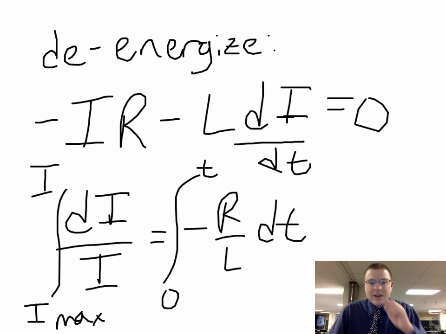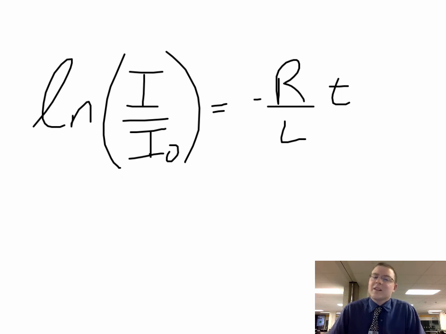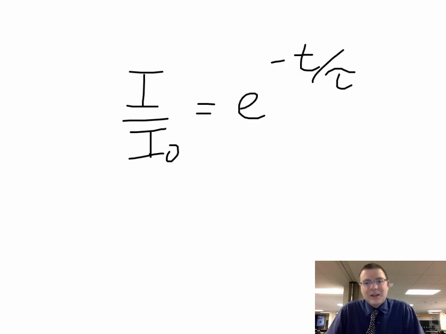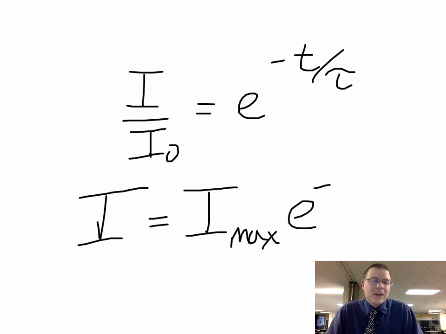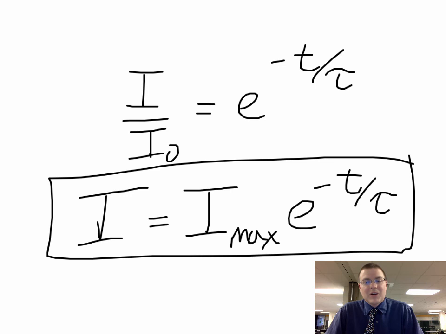On the current side, we're going to go from our maximum current to any current at any moment in time, and for the time we'll go from time 0 to any time t. Integrating both sides, you get the natural log of current over the maximum current equals negative R over L t. We want to get rid of the natural log again, so you get e to the minus t over tau. Solving for current, the current at any moment in time is the maximum current times e to the minus t over tau, which looks just like when a capacitor was discharging. It actually follows the same setup, just a different curve based on the inductance and the resistance.